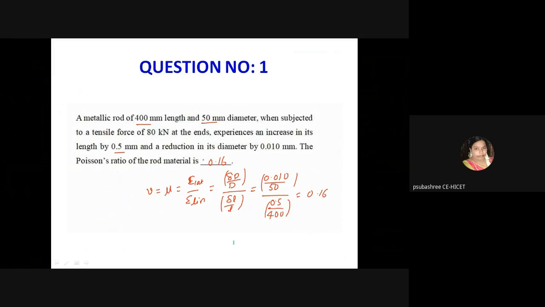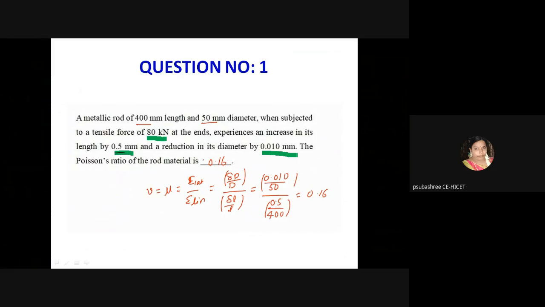Okay. Question number 1 from the stress strain topic. A metallic rod of 400 mm length and 50 mm diameter, when subjected to a tensile force of 80 kilonewton at the end, experiences an increase in its length by 0.5 mm and a reduction in its diameter by 0.01 mm. So the unknown is the Poisson's ratio of the material.